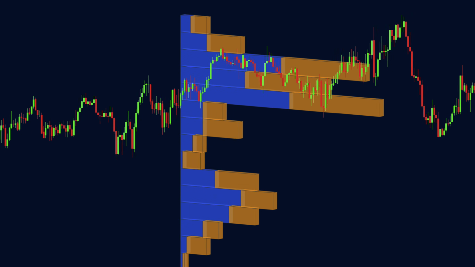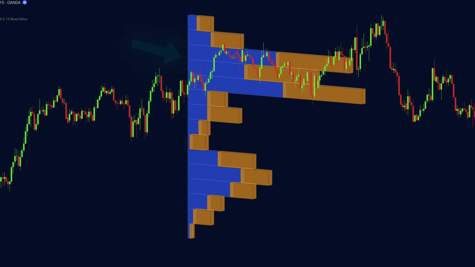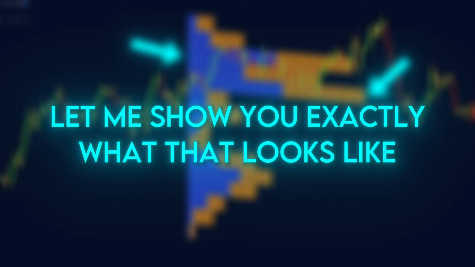The tool we're looking at today solves that in a very visual way. Instead of just showing volume as bars, it maps volume directly onto the chart and shows you exactly where the market spent the most time trading. Let me show you exactly what that looks like.